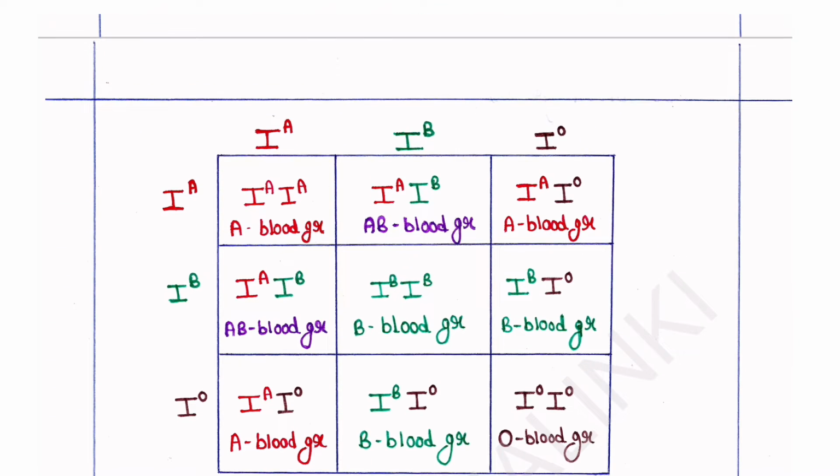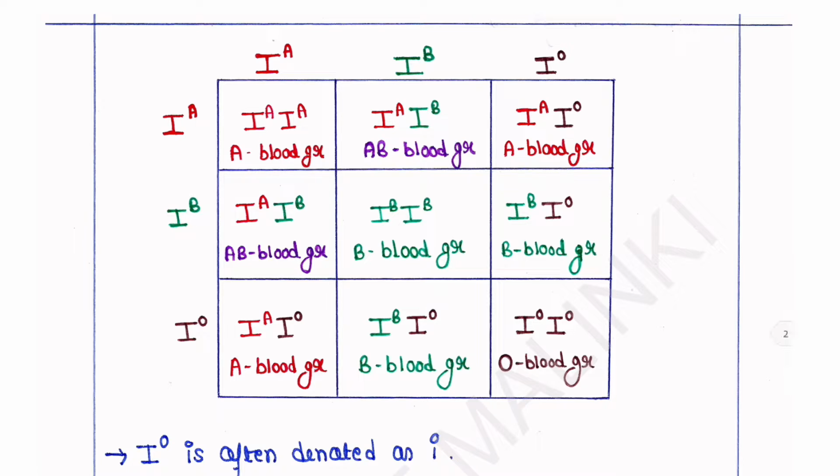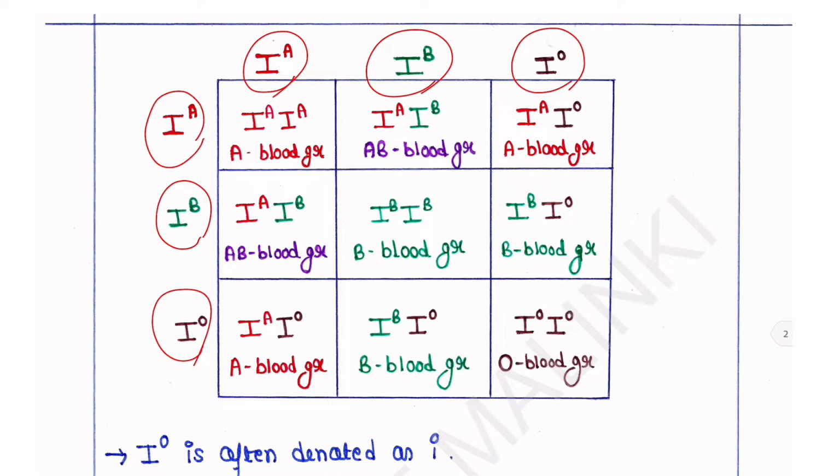So now we will see this checkerboard to understand this in a better way. Here we have IA allele, IB allele and IO allele, and here also we have IA, IB and IO allele. So here the first one is IA, that means two IA alleles are there. Therefore, they will produce only A molecule or A protein on the RBC surface. That's why they will give rise to A blood group here.